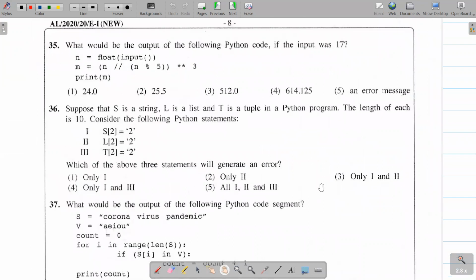What would be the output of the following Python code if the input was 17? So input is 17. So that means n is going to be what? 17.0.